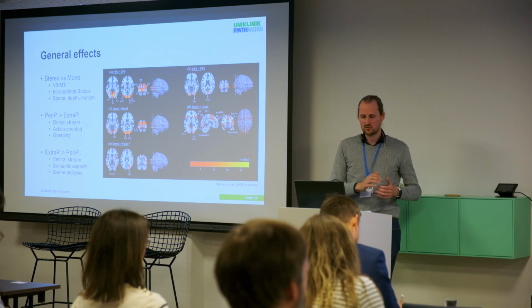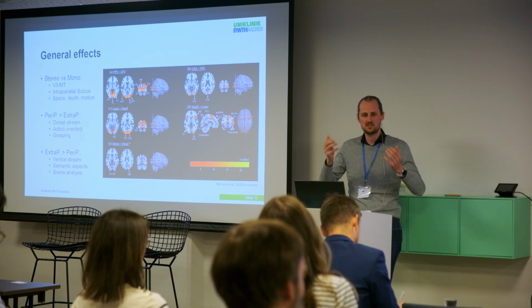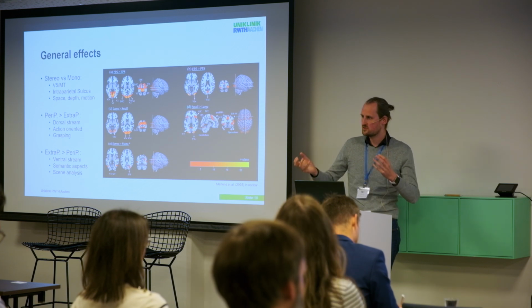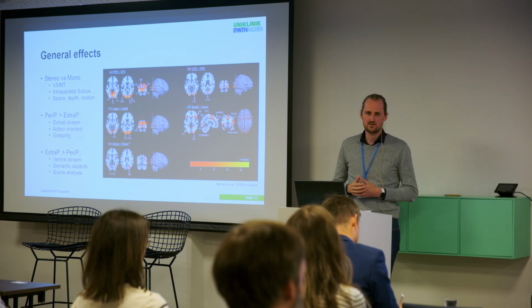When we invert this contrast and actually look at the extrapersonal stimuli compared to the peripersonal, we find the opposite. We find more of this ventral stream processing. We get a semantic aspect. We get a scene analysis, because you can see the object, you can analyze it, but you can't really interact with it in a meaningful way.